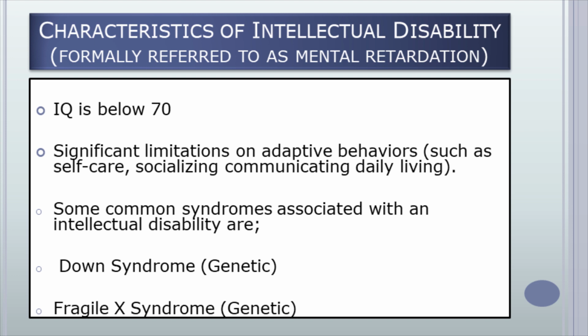Some common syndromes associated with intellectual disability are Down syndrome, which is genetic, where they get an extra chromosome. Fragile X syndrome is also genetic, and fetal alcohol syndrome is environmental. It basically means that the mother drank alcohol while the child was in the womb, and the fetus got some of those toxins. Sometimes the mother just didn't know that she was pregnant, and so these things sometimes happen.